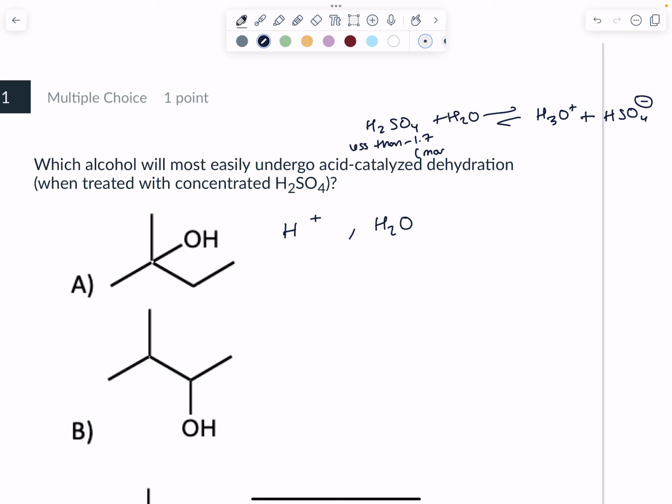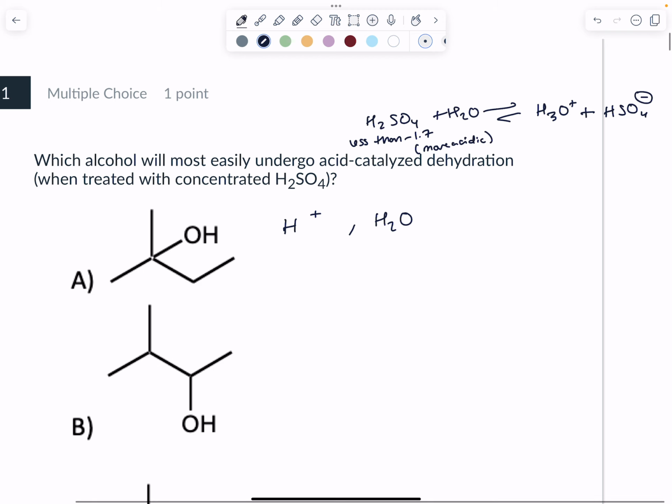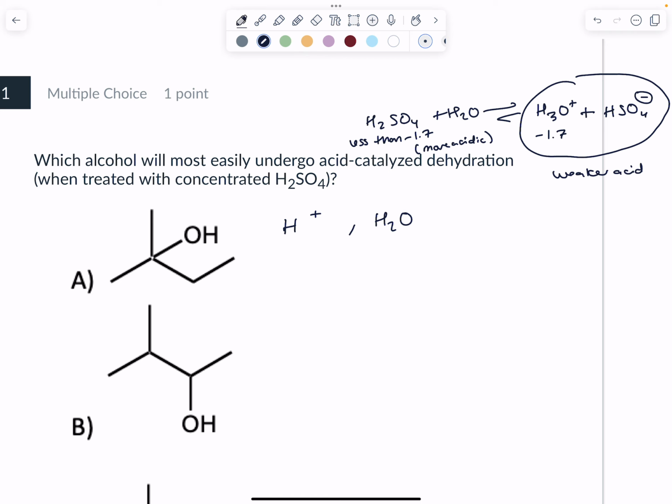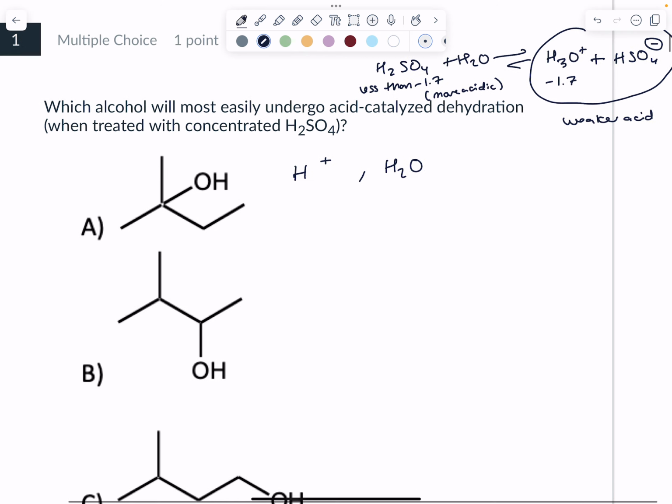So I know the pKa of this is less than negative 1.7. It's more acidic than that. And so I know that when you add it to water, and hydronium is negative 1.7, it's going to favor the weaker acid side, and this is the weaker acid side. And you typically have to dissolve H2SO4 in water.